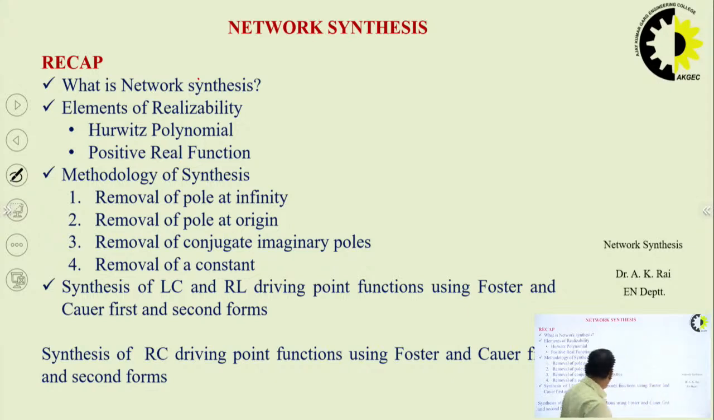The one topic left is synthesis of RC network using the Foster first, Foster second, Cauer first and Cauer second. So today we are going to cover this. This is the last topic, synthesis of RC, and then we do carry out some numericals related to the synthesis.